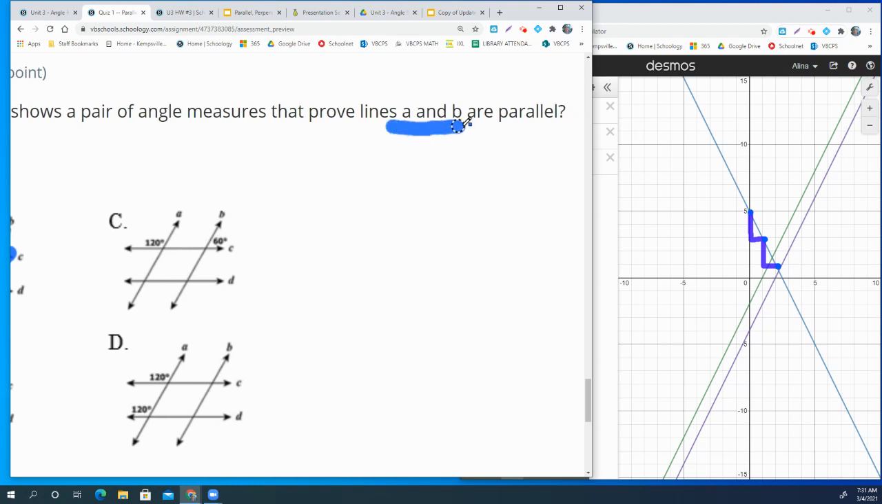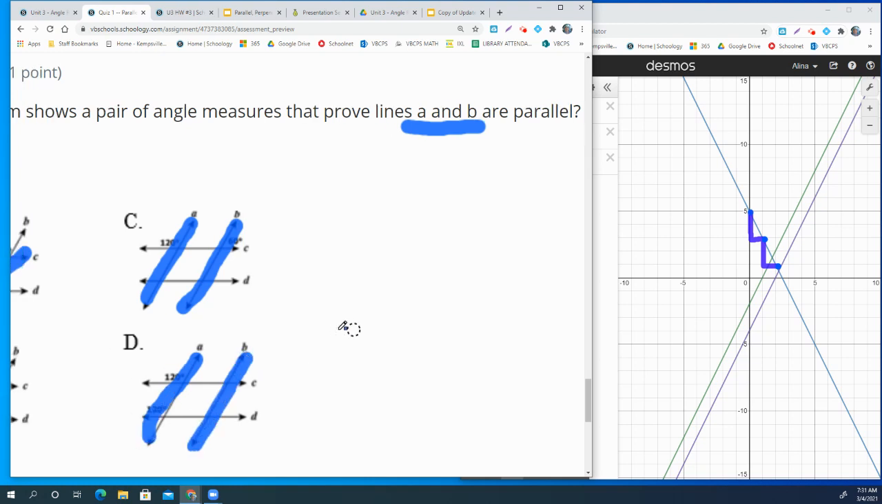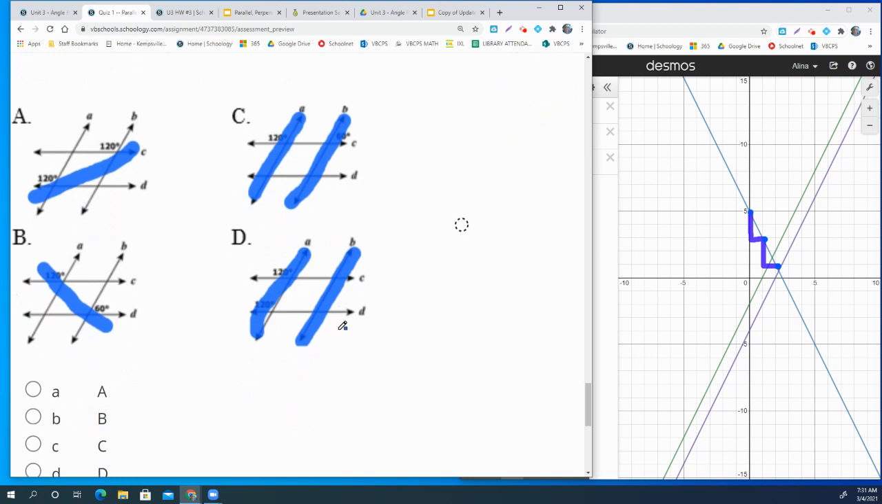So if I want to prove A and B are parallel, I need an angle on A and an angle on B. An angle on A and an angle on B. So which of these 2 choices can I eliminate because it doesn't have an angle on one of the lines? D, absolutely. So now I'm going to eliminate D, and C is my only answer.